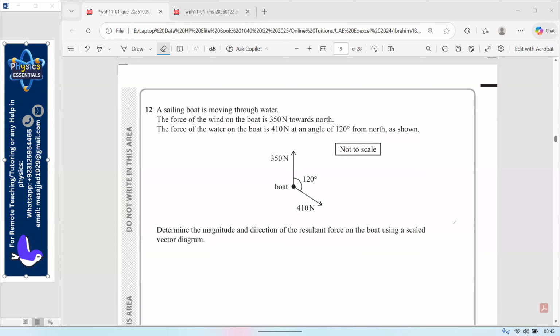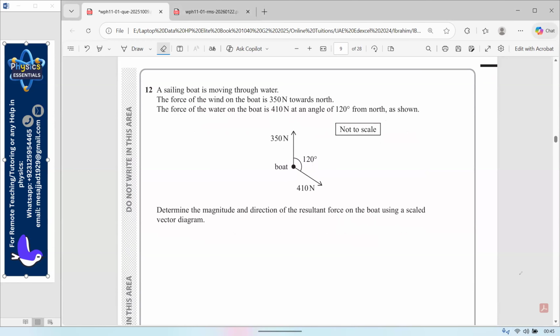A sailing boat is moving through water. The force of the wind on the boat is 350 Newton towards north. The force of the water on the boat is 410 Newton at an angle of 120 from the north.